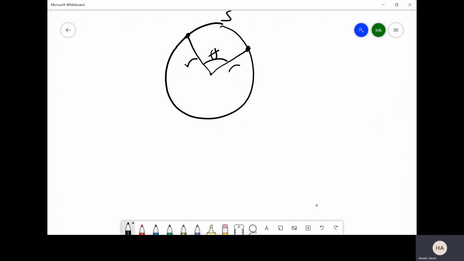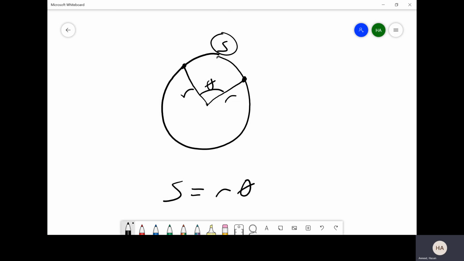We actually have a formula for this. S is equal to R times theta. That's it. It's that easy. You take your radius, you multiply it by your angle, and the resulting number that you get is the length of your arc.